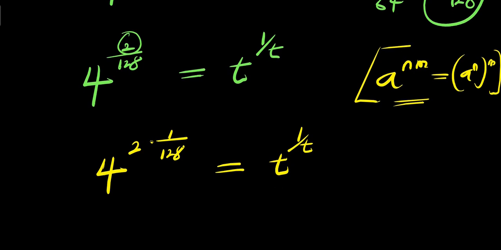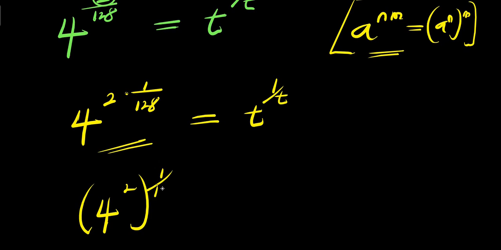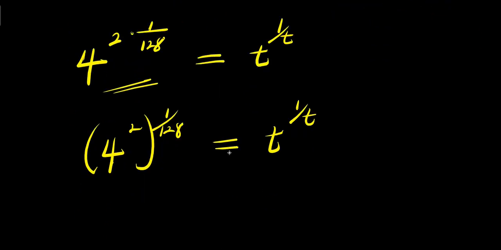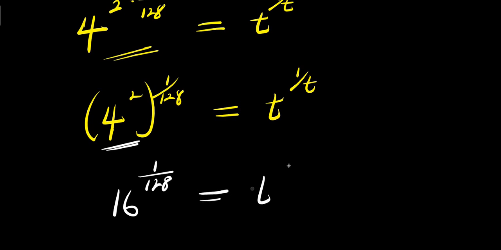Now we are going to apply the same identity right here. We have 4 power 2, all to the power of 1 over 128, and this equals t power 1 over t. So from here, we have 4 power 2, that is 4 times 4, that is 16, to the power of 1 over 128, and this equals t power 1 over t.